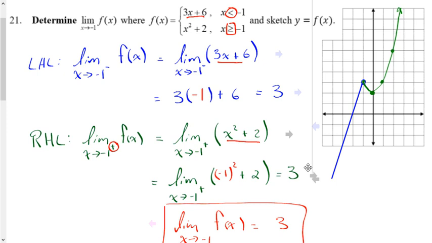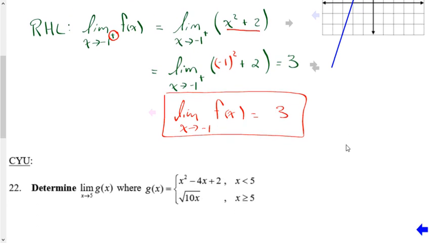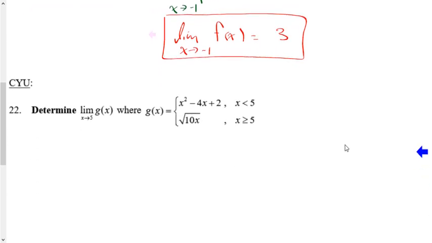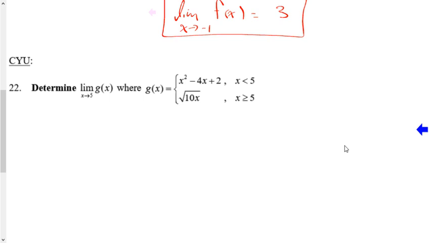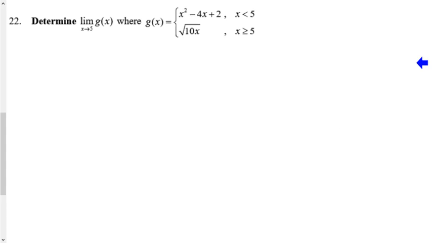The left and right-hand limits are approaching the same value, and if we were asked about continuity, we would say this function is continuous everywhere, because left and right-hand limits, as x approaches -1, are both equal to 3, and the value of the function is also equal to 3 when x is -1. So the limit exists, it's equal to 3, and the function is continuous as x approaches, or at the point where x is -1. Why don't you try question 22? Pause the video and restart once you've worked through the question.